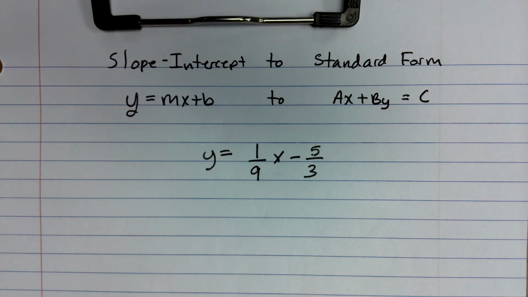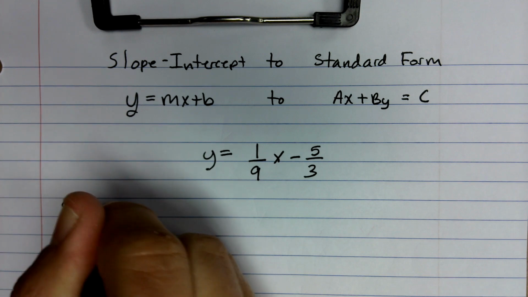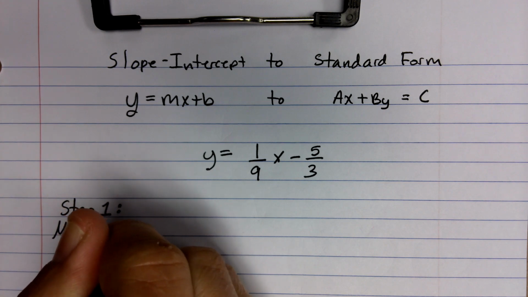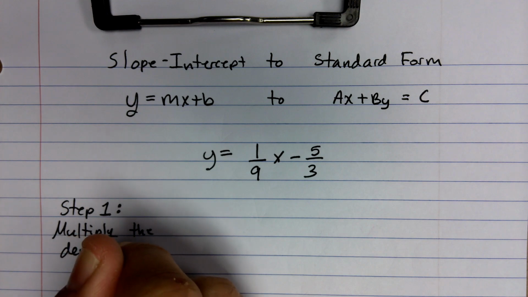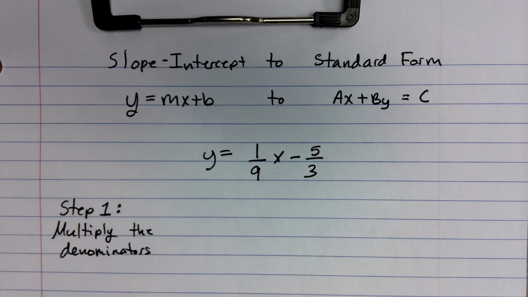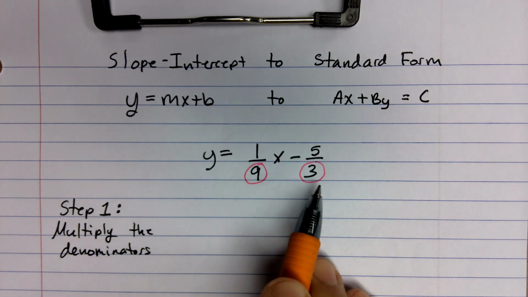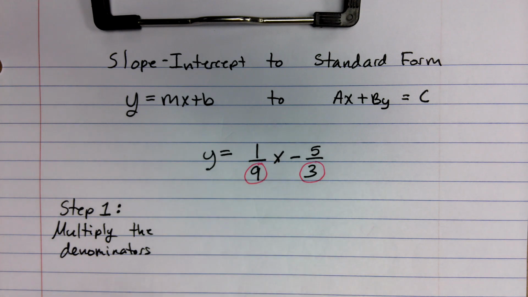Now, we want to go ahead and convert this. There's a couple things that we've got to do in order to accomplish that. So first, step one, I'm going to write it out as we do it, is I want you to multiply the denominators. In other words, we have a 9 and we have a 3, right? They're different denominators. That makes this problem, in my opinion, a little bit more challenging. And so we're going to multiply those out.